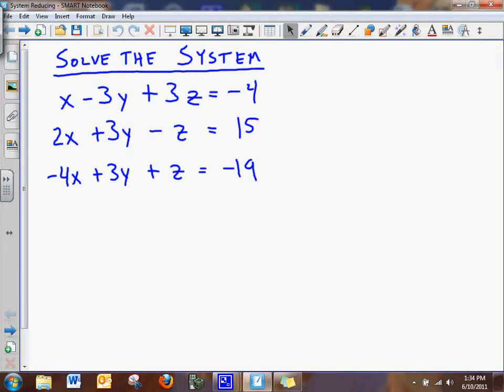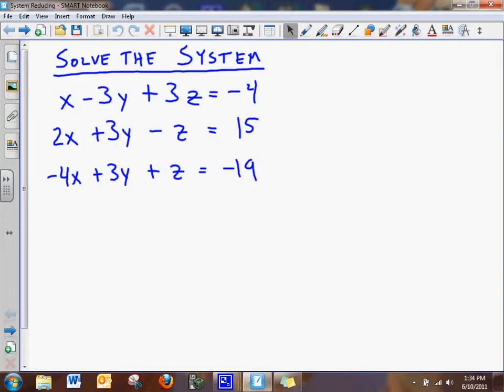All right, here we go. This is an example of row reducing to solve a 3 by 3 system of equations. We have three equations with three unknowns, x, y, and z, and our goal is to find a value for x, y, and z. So we need three numbers. We're going to have three solutions as part of the final solution.